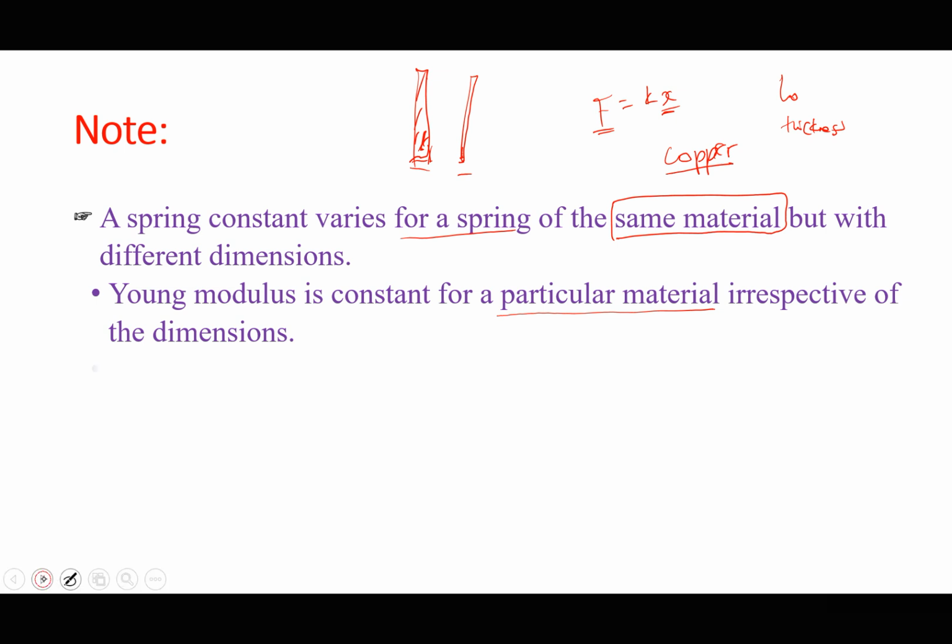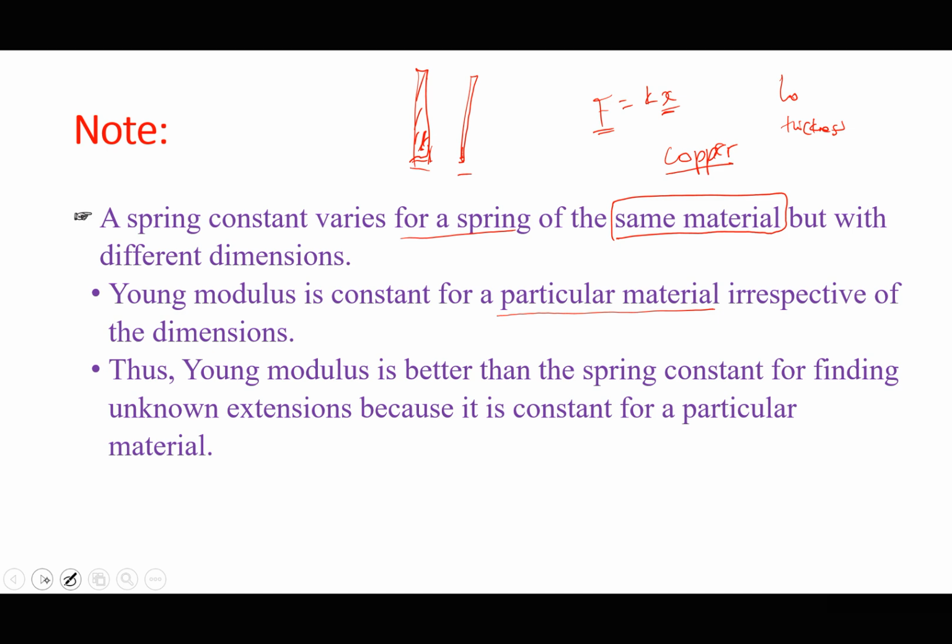This therefore means using Young modulus is a better approach in finding unknown extensions than using the spring constant, because it's a constant for a particular material irrespective of the dimensions of the material. That's what makes it better to use to find unknown extensions.